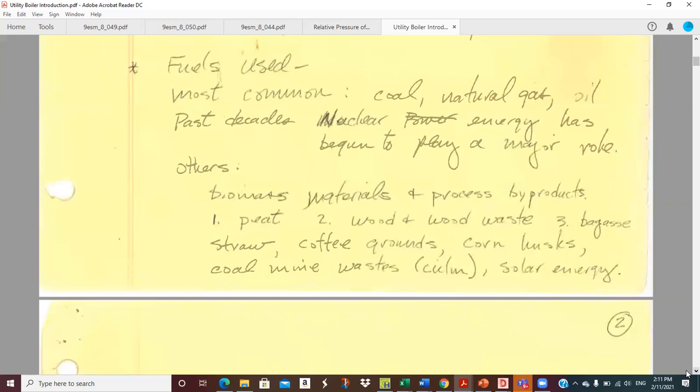Okay, so the common fuels, and then others: biomass and products, peat, which is a type of biomass, wood waste, bagasse, which is the leftover sugar cane after they pull the sugar out of it, straw, coffee grounds, corn husk, mine waste, solar energy. All of this stuff and more. There are all kinds, but this is in terms of fuels that you could actually go into the boiler with.